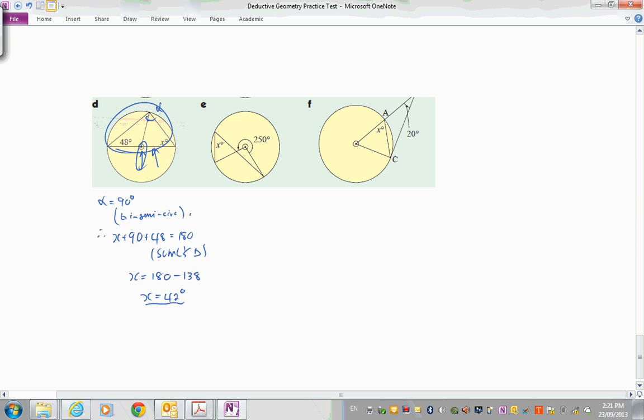Okay, so there's 1 mark for that, 1 for that. We're only going to give you 2. You have to do the subtraction for no marks, especially there. Let's look at the next one now.